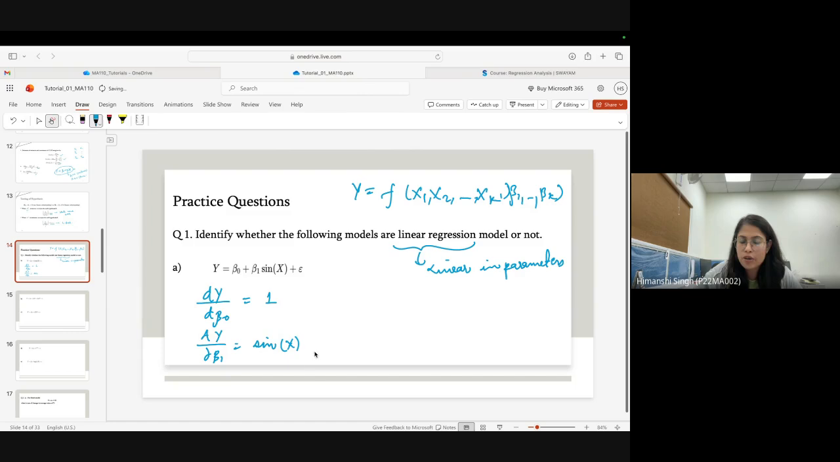Both are independent of beta naught and beta 1. Only two parameters were there. So this implies it is a linear regression model.